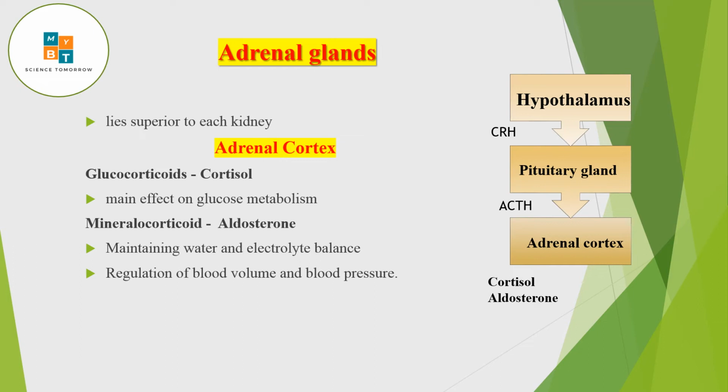When we consider the adrenal gland, it is superior to each kidney, and you can divide it into two parts: adrenal cortex and adrenal medulla. Two types of hormones are secreted from the adrenal cortex: glucocorticoids and mineralocorticoids. The main glucocorticoid is cortisol, and its effect is to maintain glucose metabolism. The main mineralocorticoid is aldosterone, and it acts on water and electrolyte balance, and through that it will regulate blood volume and blood pressure.